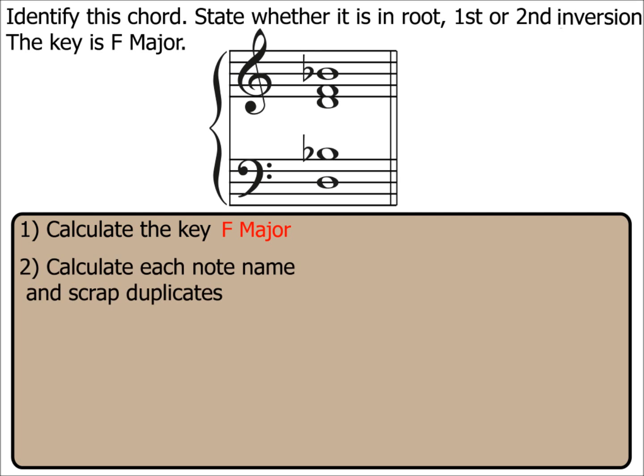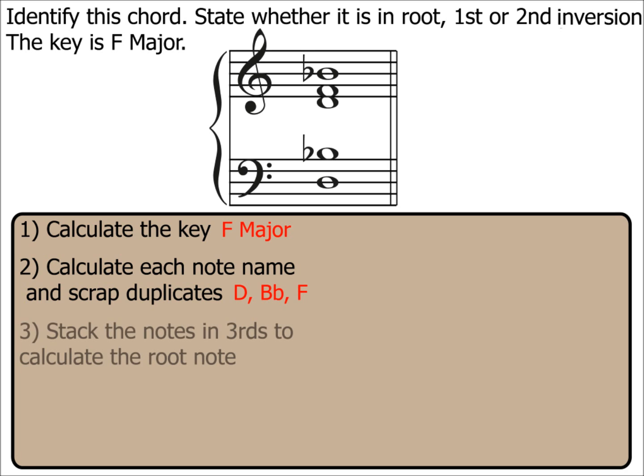Secondly, calculate each note name and scrap duplicates. Okay, the notes we have, working from bottom to top, are D, B flat, another D, F, and another B flat. Scrap duplicates means that if any note names appear more than once, we can ignore them. For example, in this chord, both the D and B flat appear twice. We only need to make a list of single note names in the chord. In other words, we can say that our chord contains the notes D, B flat, and F. Make a note of these note names.